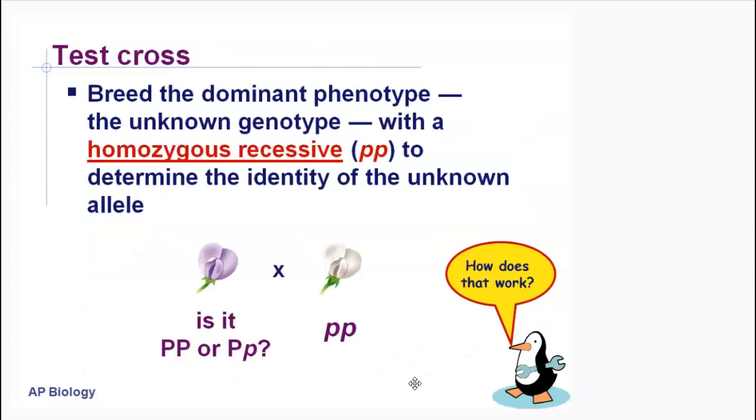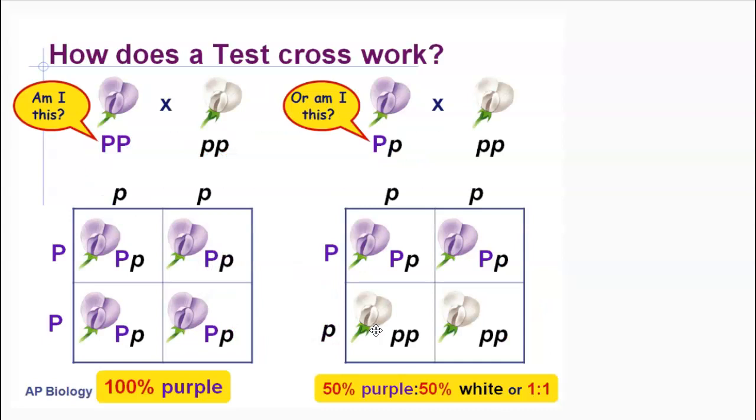Well, the way that you would do that is you would take that flower and you would breed it with the known genotype, which would be the homozygous recessive, because we know the only way to get a white flower is if you have little p, okay? And so what you do is you would take a purple flower, breed it with a white flower, and you look at the babies, okay? And so here's what you do. Purple and white, and you have 2 possible outcomes.